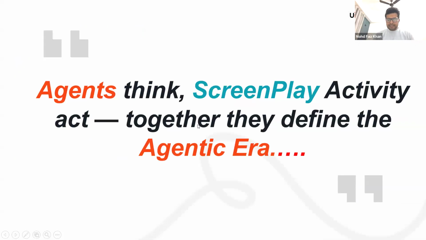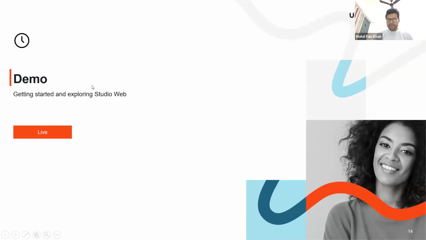So on the agent side, we have the autonomous agent. Like I was talking about the conversational agent here, and the screenplay activity. Act means whenever we call this process, it will act. Together they define the agentic era. We are in the agentic era, so everything is agentic, and everywhere we can see agents and agentic automations, right? So yeah, time for the quick demo.